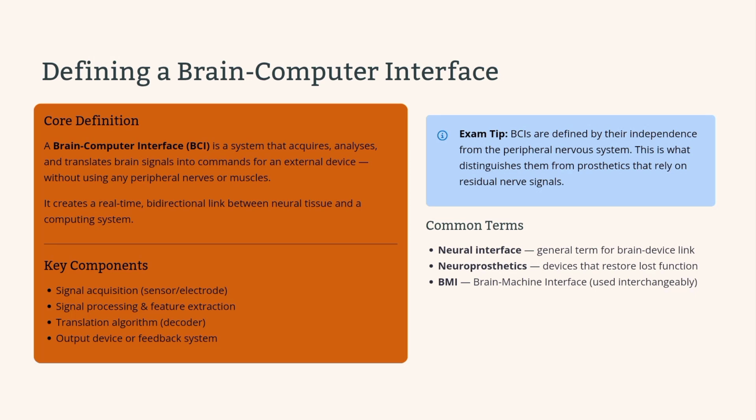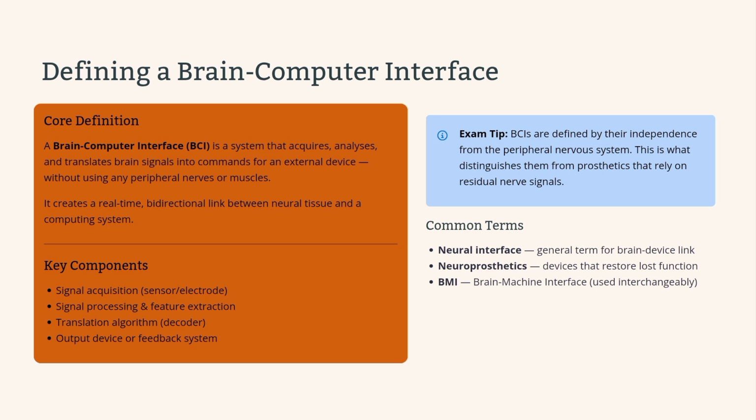Now, the definition of a brain computer interface: a BCI is a system that takes signals directly from your brain, processes them, and converts them into a command to control a device. The important point here is it does not use any nerves or muscles at all. It creates a direct connection between the brain and the computer.